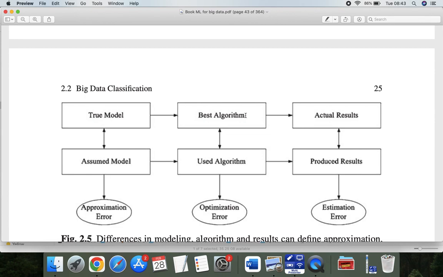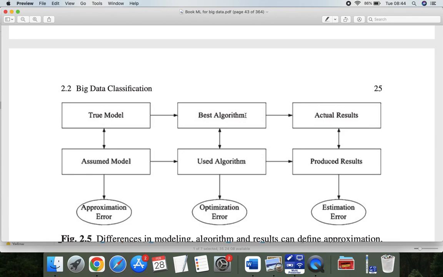Within each modeling process, you might have multiple algorithms that can be implemented to build that model. So for each model, if this is your true model or your gold standard, there is a best algorithm, and this is the algorithm you used to build this new model. The difference between these two models is approximation error. The difference between these two algorithms is optimization.